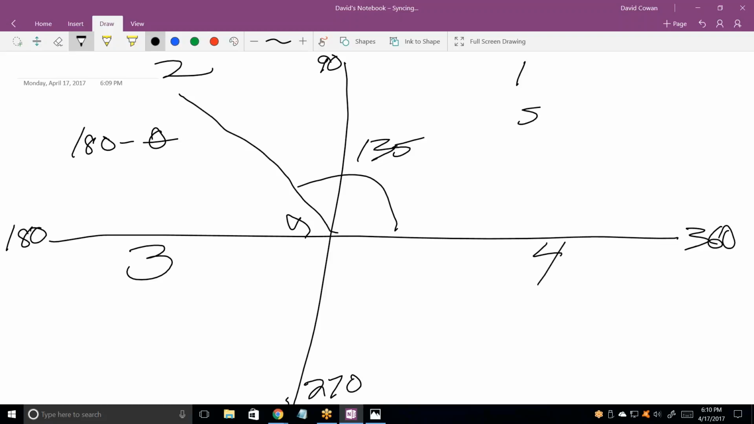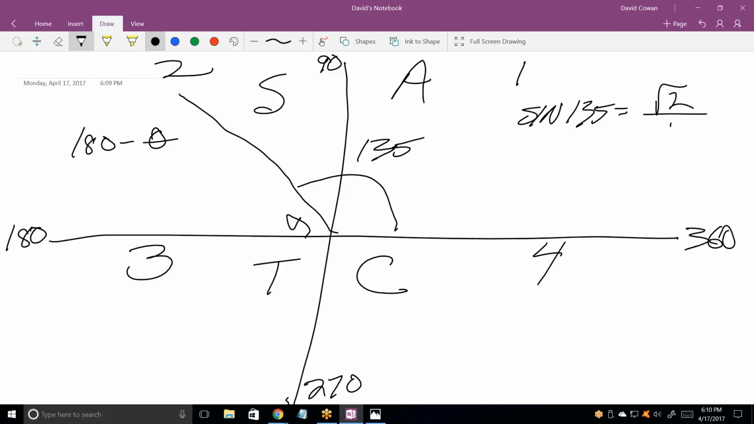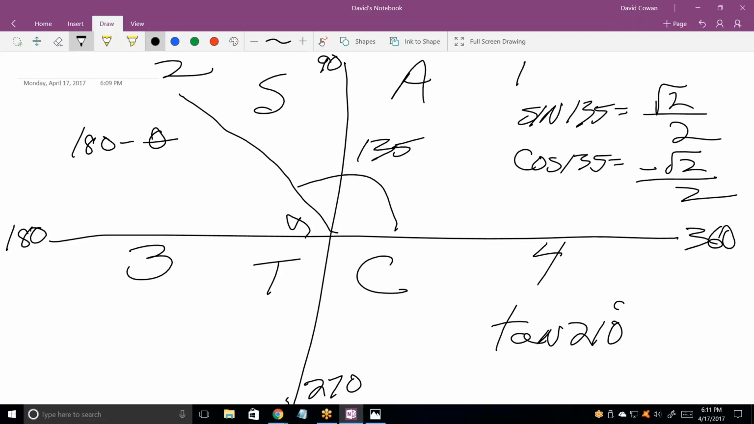So let's go through it. What is the sine of 135? Root 2 over 2. Plus or minus? It would be positive because the sine's positive. Correct. What's cosine of 135? It'd be negative root 2 over 2. Yeah, sounds like you're pretty good on your unit circle. What's the tangent of 210? 210?